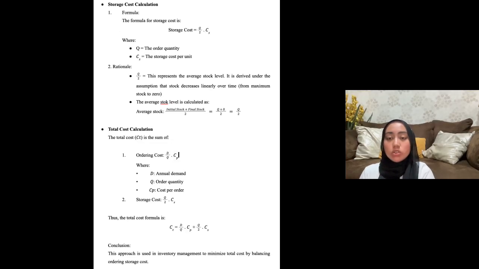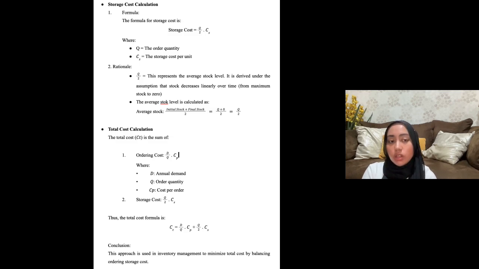And now I'm going to explain the storage cost calculation. The formula for the storage cost is Q divided by 2 times CS. Q is the order quantity, and CS is the storage cost per unit. And then we want to find the average stock: initial stock plus final stock divided by 2 equals Q plus 0 divided by 2 equals Q divided by 2.